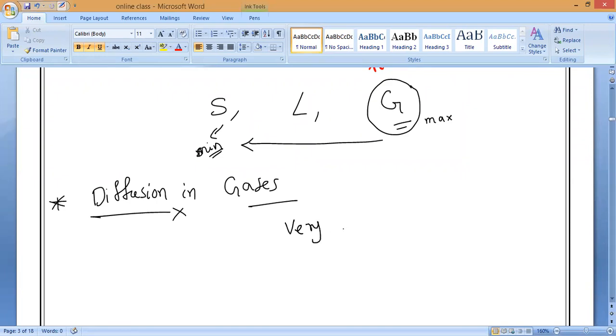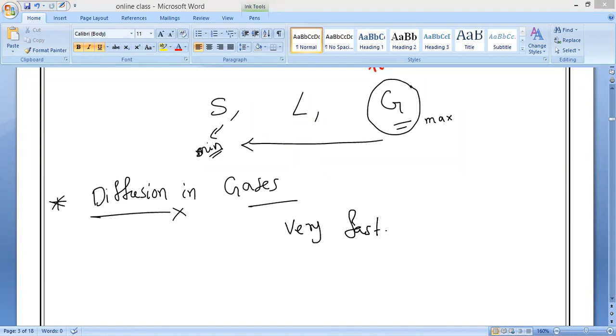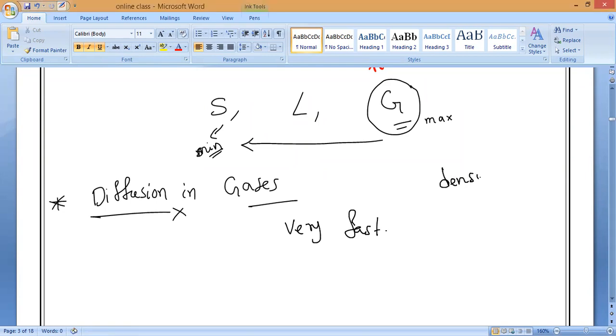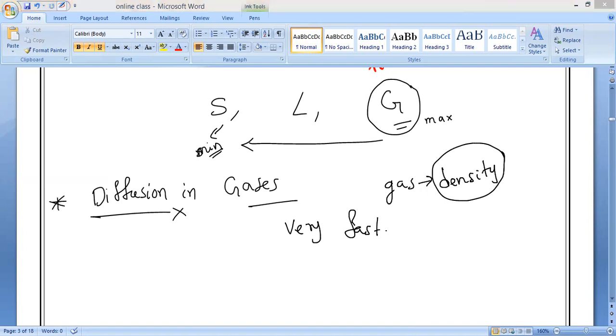Very fast because particles of gases move very quickly in all the directions. The rate of diffusion of a gas depends on its density. So different gases have different density. Yes or no, guys? So gas density is also a parameter. Now you tell me, I have given two gases. One has less density, one has more density. Which will move much faster? Low density.